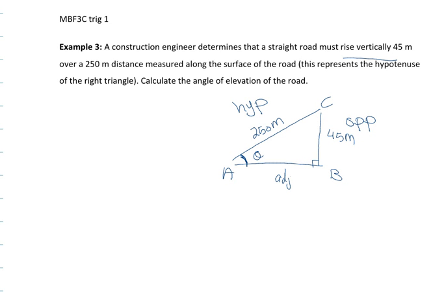The two sides that you know are your opposite and your hypotenuse. So which trig ratio are you going to use? Sine. Because of SOH CAH TOA, sine is the one that has the opposite and the hypotenuse, and this is the one I know. I know the opposite, I know the hypotenuse. So I'm going to use sine of angle theta equals opposite, which is 45, over the hypotenuse, which is 250.